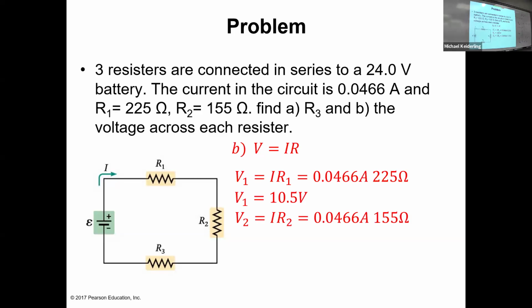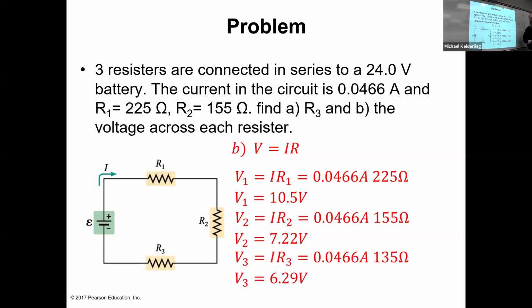V2 is current times R2, which is 0.0466 amps times 155 ohms. V2 gives you 7.22 volts. V3 is, again, current times R3, so 0.0466 amps times 135 ohms, which is 6.29 volts. And if you add up all of these, you'll get 24 volts. So rounding errors. Any questions?